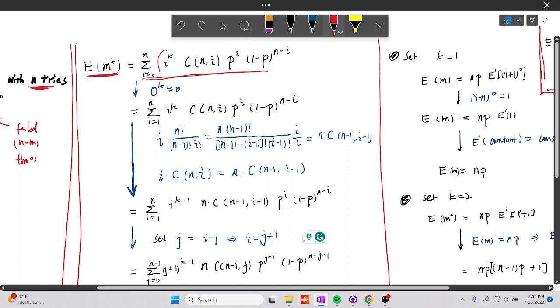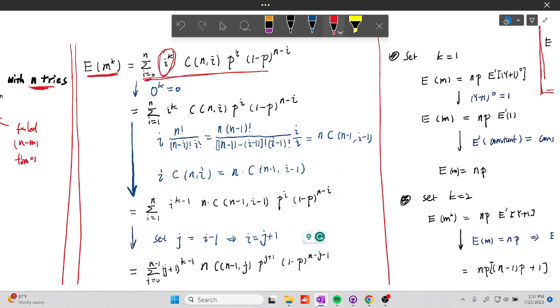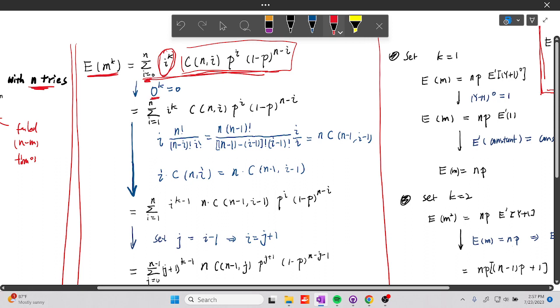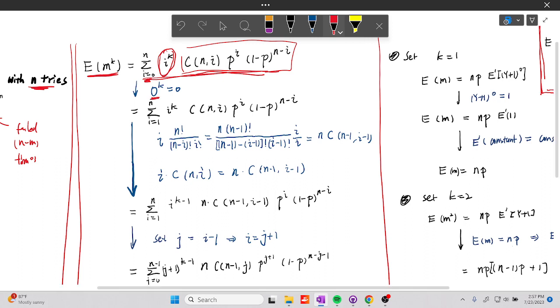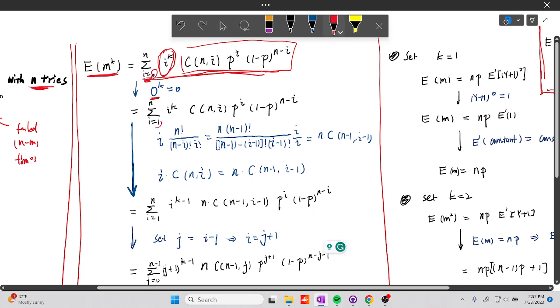Pretty much this is i to the kth power, summing from i equals 0 to n, which is the maximum, since you can only succeed n times by trying n times. And this is the distribution function. Since 0 to the kth power is 0, instead of starting from 0, we can start from 1.